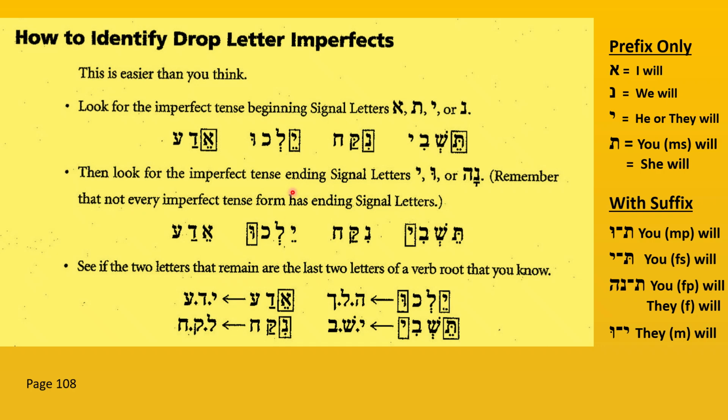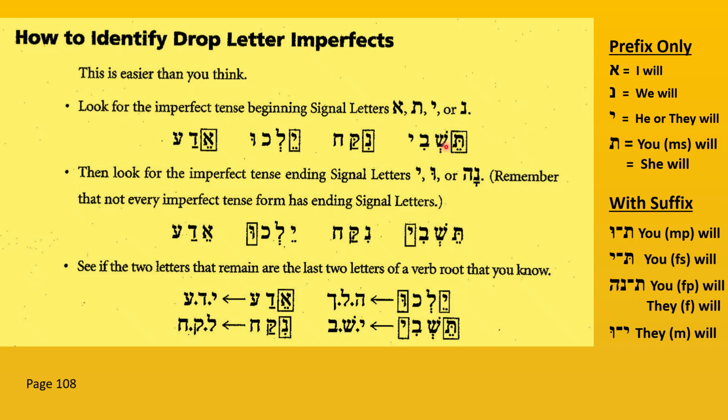So now on page 108, your book tells you that it's easy to recognize the imperfect tense. One of the reasons it's easy is because there are really only 4 letters in your prefix that you have to remember. If you see one of these 4 letters in front of the root of the verb, that tells you that this is in the imperfect tense as a prefix. Okay, so we're just talking about prefixes.